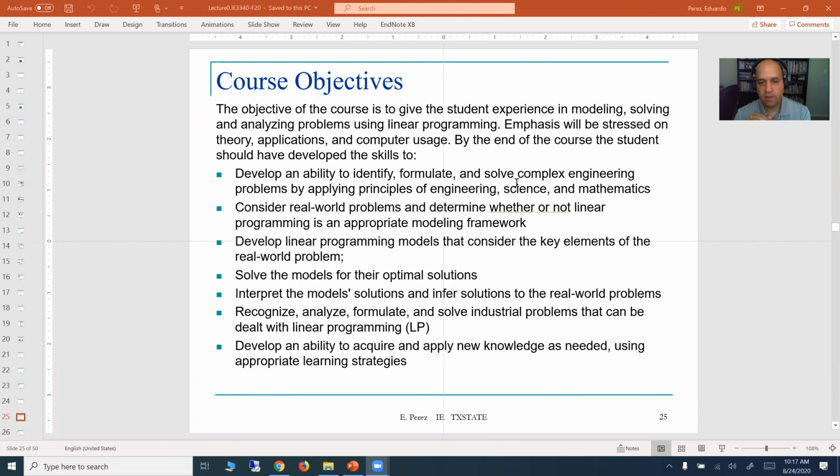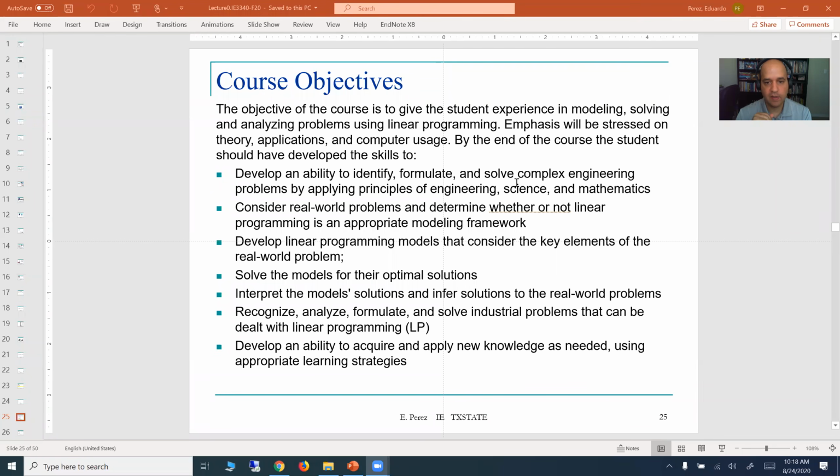The objective of this course is to give the student experience in modeling, solving, and analyzing problems using linear programming. Emphasis will be stressed on theory, applications, and computer usage. And by the end of the course, the student should have developed these skills.